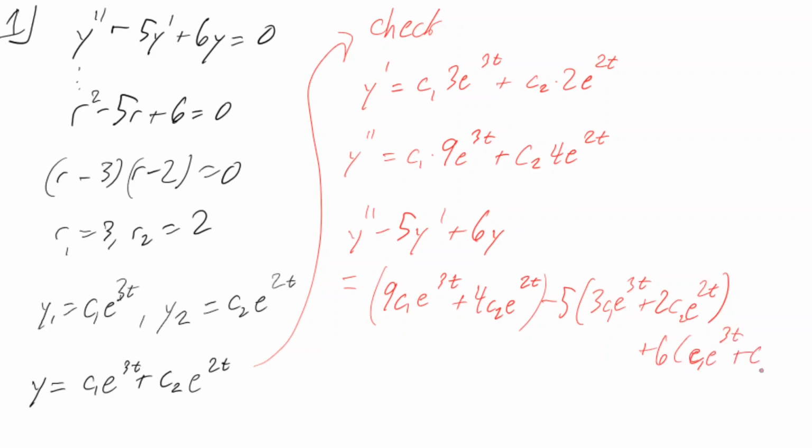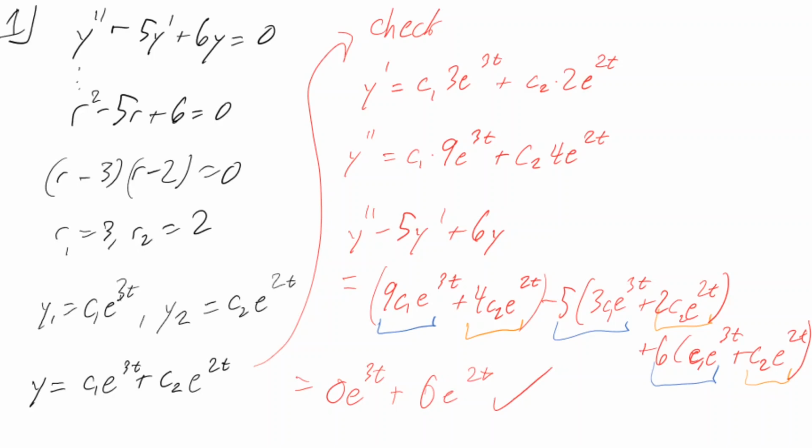Here we'll see it in different colors. The blue terms are the e^(3t) terms, and they all cancel out because it's 9 minus 15 plus 6. And the terms highlighted in orange are the e^(2t) terms, and they also cancel out because it's 4 minus 10 plus 6.